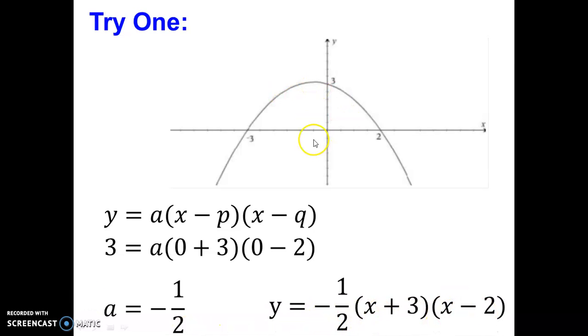this parabola. Remember that you're not locked in this form. You can multiply all this out and change this back to standard form. Then from that standard form, you can complete the square to get to vertex form if you'd like.